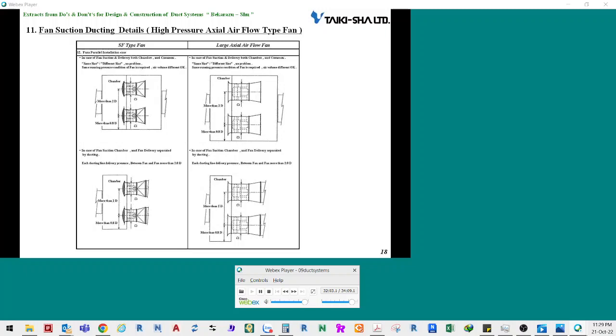Finally, if high static pressure type fans are operated parallel to each other, ducts are connected between SF fans and large-size axial flow fans in the same way. In the case where chambers are shared in front of and behind fans, there are no problems if there are differences in the number of fans and sizes of fans. Select, however, fans which have the same range of operating pressure.